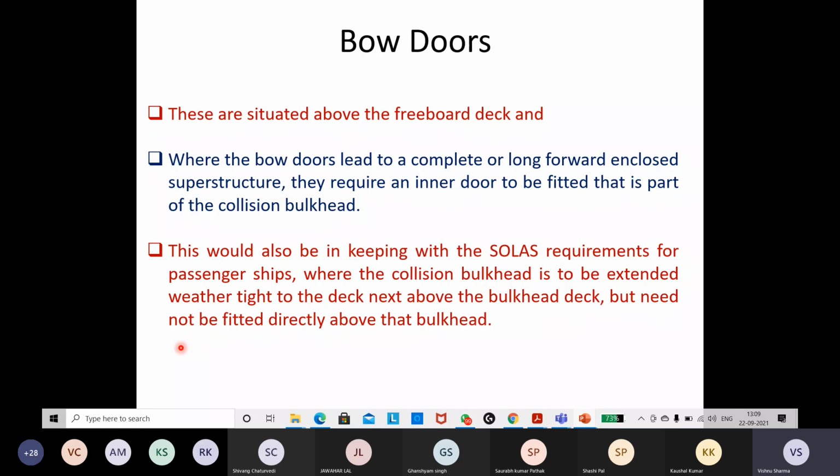This would also be in keeping with SOLAS requirements for passenger ships, where the collision bulkhead is to be extended weather tight to a deck next above the bulkhead deck. ये बेटा requirement जब हमने collision bulkhead किया था, we did not do it then. Okay, it was intentionally left. I knew it will be covered here. कि in passenger ships, the collision bulkhead up to the freeboard deck is required to be watertight, of course, no doubt about it. But it has to be extended weather tight to another deck above it.